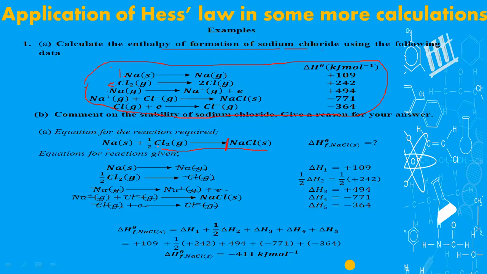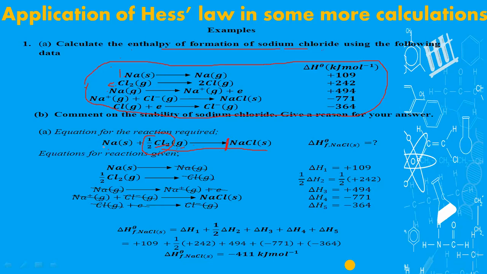Now the chlorine here is multiplied by a half, so that we get 1 chlorine atom, which should be here. But these states must be maintained: chlorine is a gas, sodium is a gas. So we don't balance these equations the usual way we balance the equations in inorganic chemistry, because this is enthalpy, we are aiming at 1 mole.